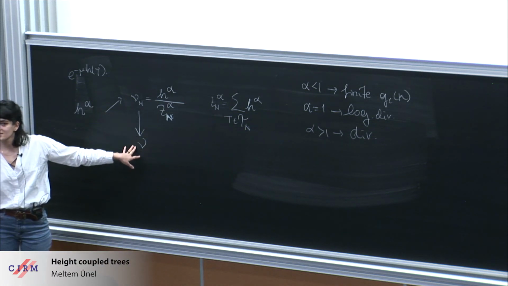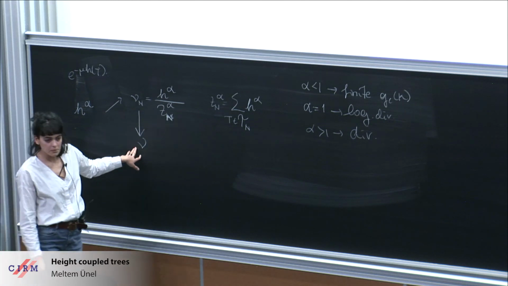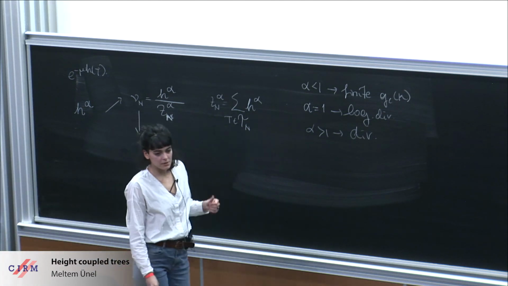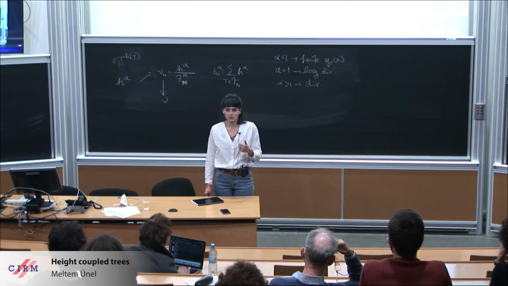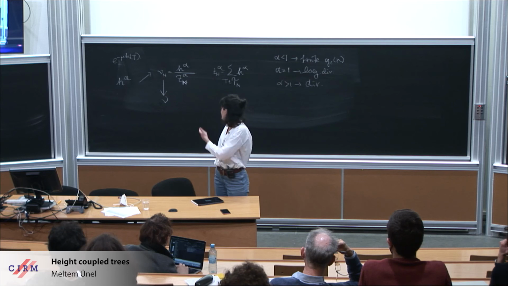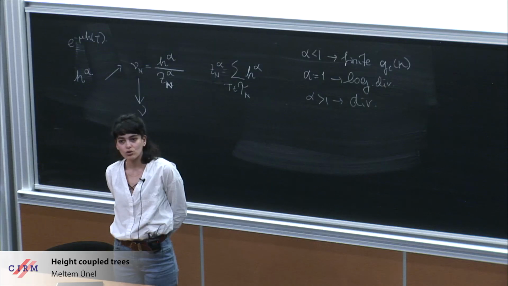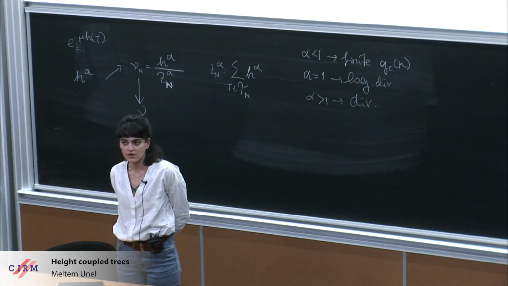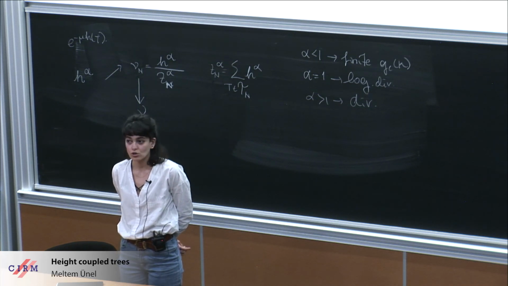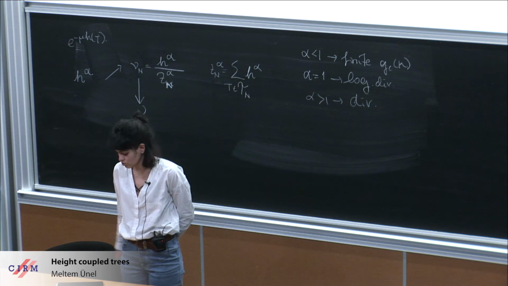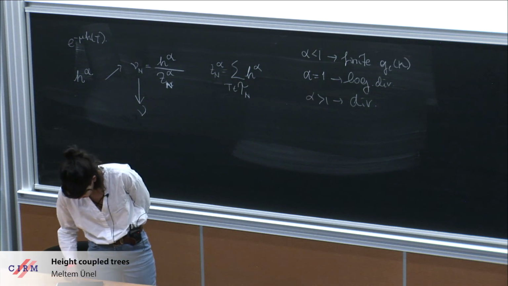So this basically says that in the case of this height coupling, if I couple them to their height in an exponential manner, it is strong enough to change the local limit, whereas in the power-like case, although the behavior of the generating function changes, this coupling is not strong enough to change the local limit somehow. I don't exactly know why.